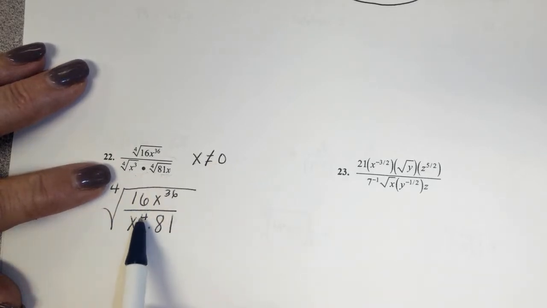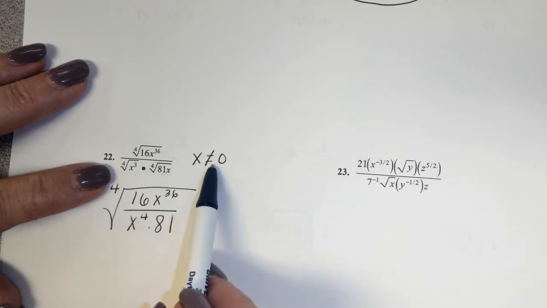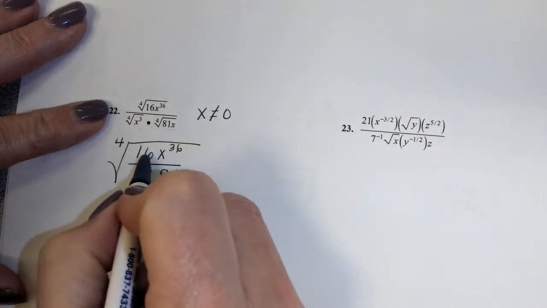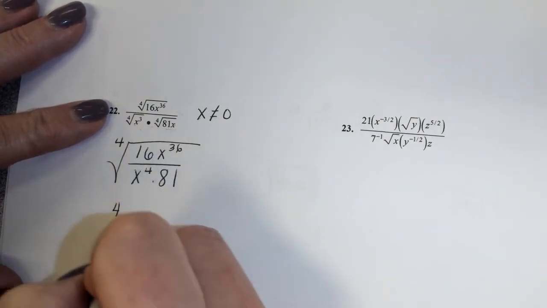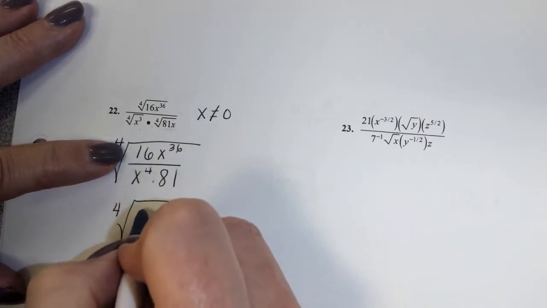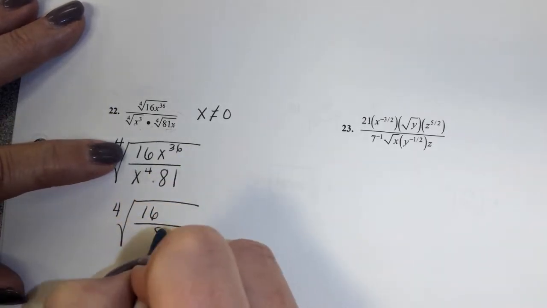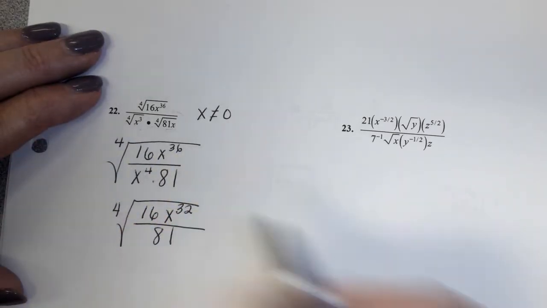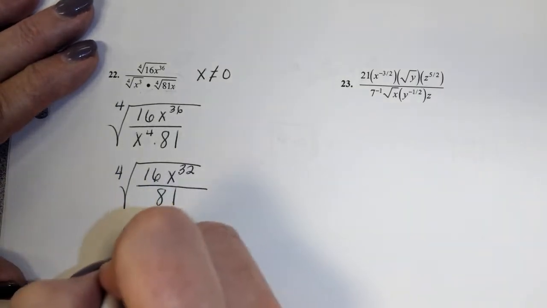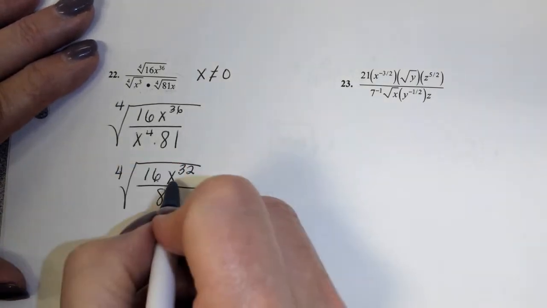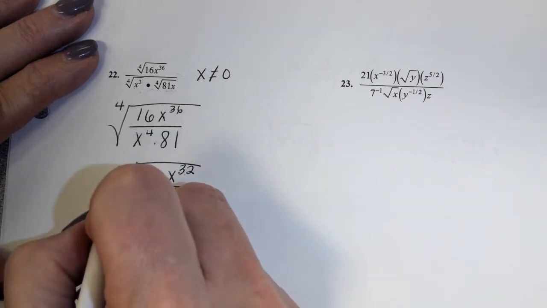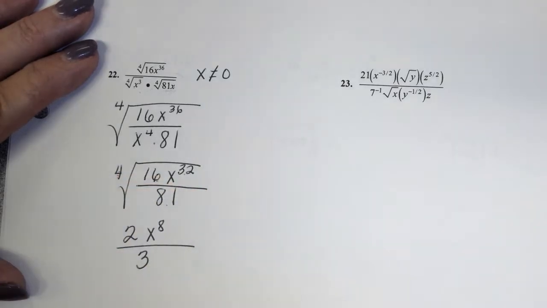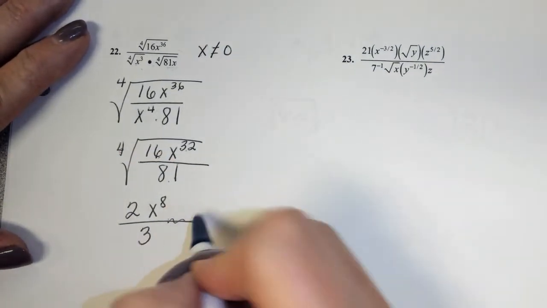If I still have x's in the denominator at the end, then I would still know that x can't be 0. So let's see what happens on this one. We've got the fourth root of 16. Actually, I'm going to work from the inside. So I'm going to have 16 over 81. These bases are alike, so I can subtract my exponents and get 32. The fourth root of 16 is 2. Here I have 32 divided by 4 would be x to the 8th, and the fourth root of 81 is 3. And we think that's our answer.